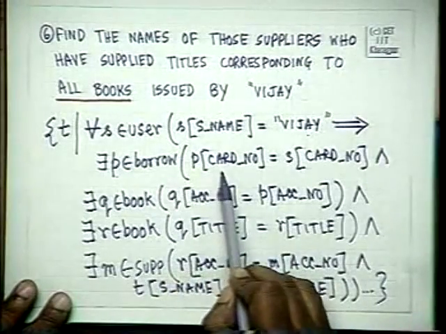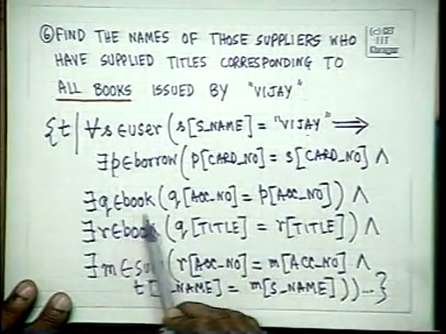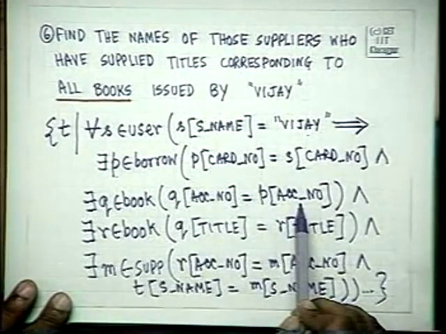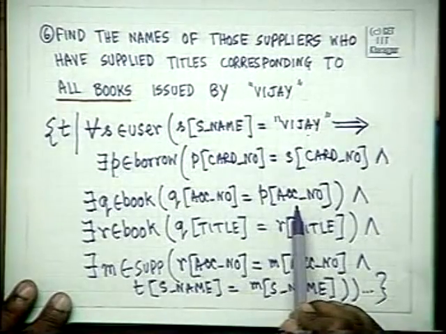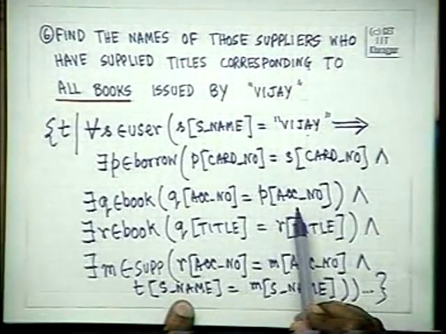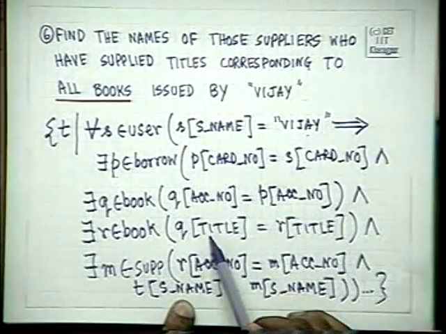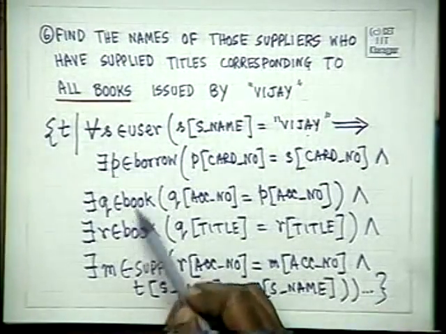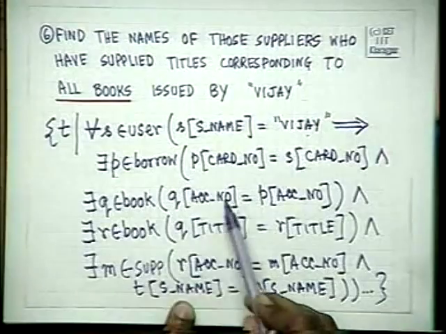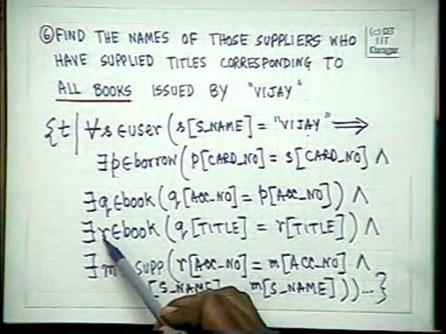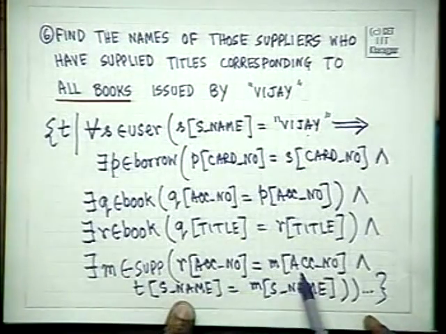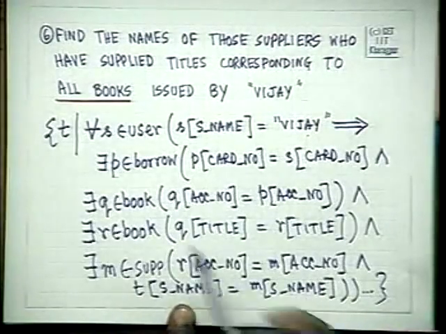But if Vijay has issued a book, then the accession number of the book will be obtained by this, and I want the title of the book, and for this title the supplier which I want must have supplied this title. So I will get this title, and I will get the alternative accession number of the book with the same title. These two may match to be the same thing. It may be the same accession number, it will still match because there exists Q and R may be the same thing. So for this R, the accession number must be same as the book supplied by this supplier, and the supplier name must be this.